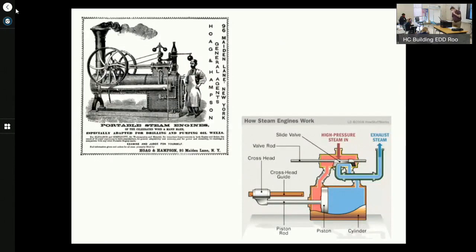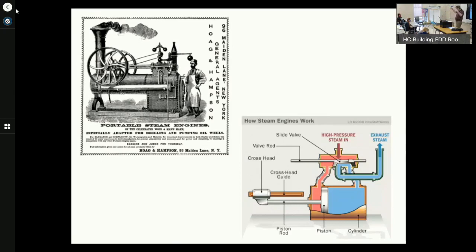What year did you say? In the 1780s. There isn't an exact inventor of the steam engine, so many different people worked on it. And you can stop writing because we're going to move on. I'm just going to explain it to you real quick. Obviously I'm not going to test you on how a steam engine works.